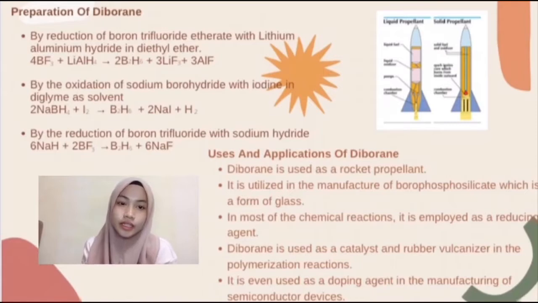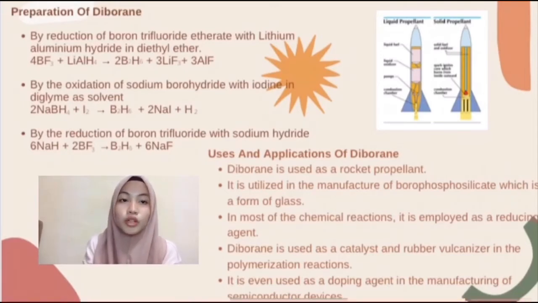Okay, so basically there are 3 ways of preparing diborane. First, by the reduction of boron trifluoride etherate with lithium aluminium hydride in diethyl ether. Next, by the oxidation of sodium borohydride with iodine in diglyme as solvent. The second way is usually how we prepare diborane in the laboratory, and the third one is by the reduction of boron trifluoride with sodium hydride. The third way is usually used to prepare diborane on an industrial scale.